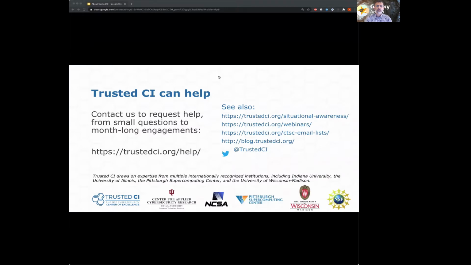So in order to leverage Trusted CI, please go to trustedci.org/help, and you will find other links there. Also events that we have. There's an annual cybersecurity summit that we host, and the engagement application and various other resources are available at that website.